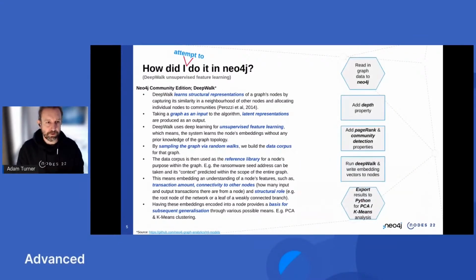So that was the DeepWalk approach, right? The next algorithm that I tried.